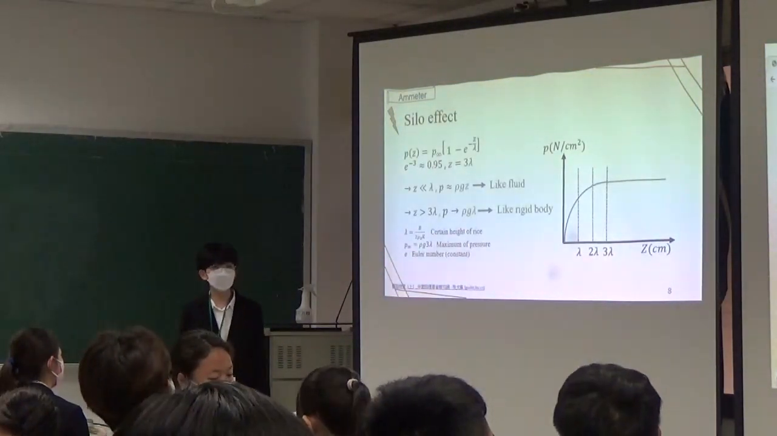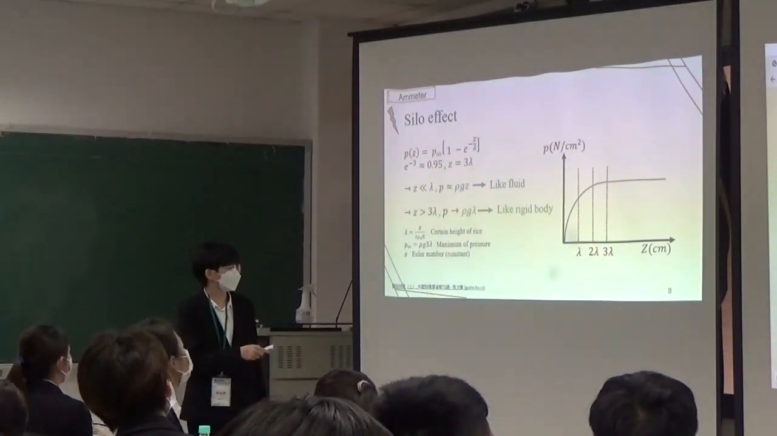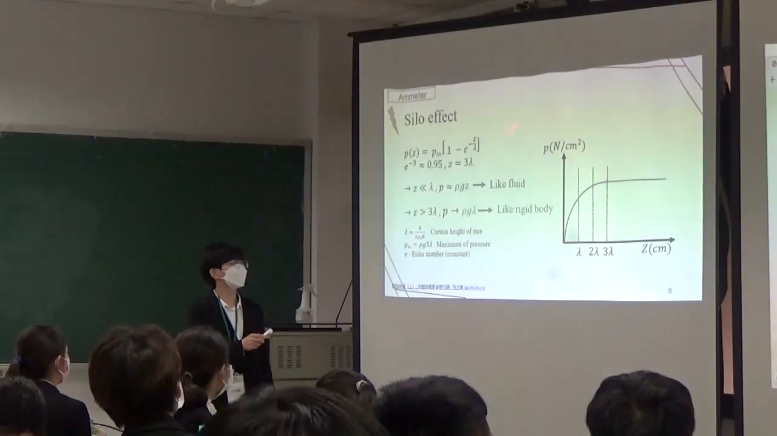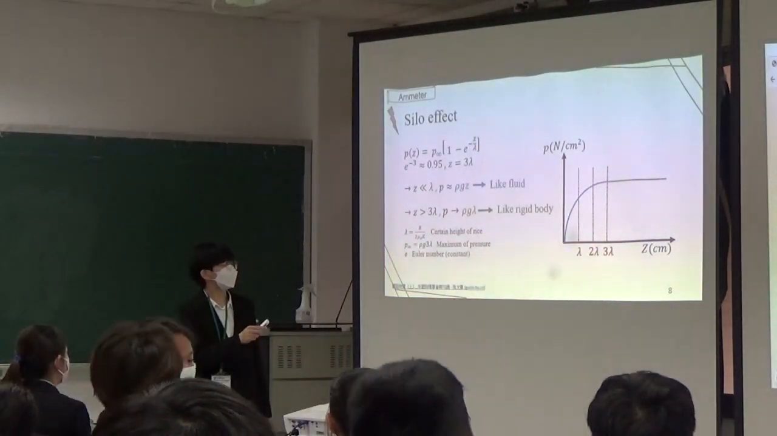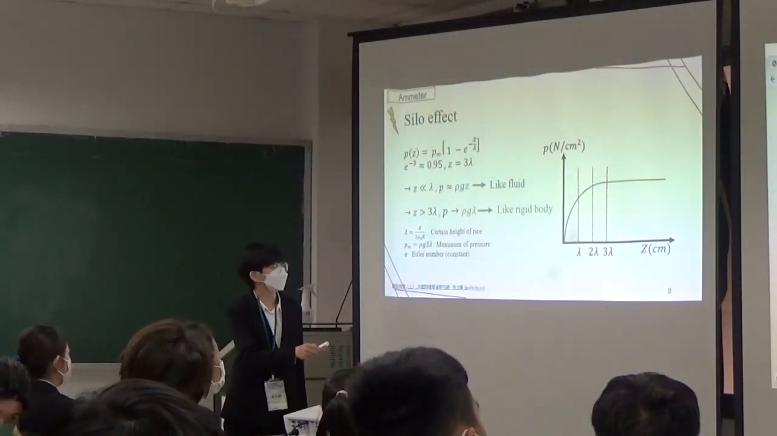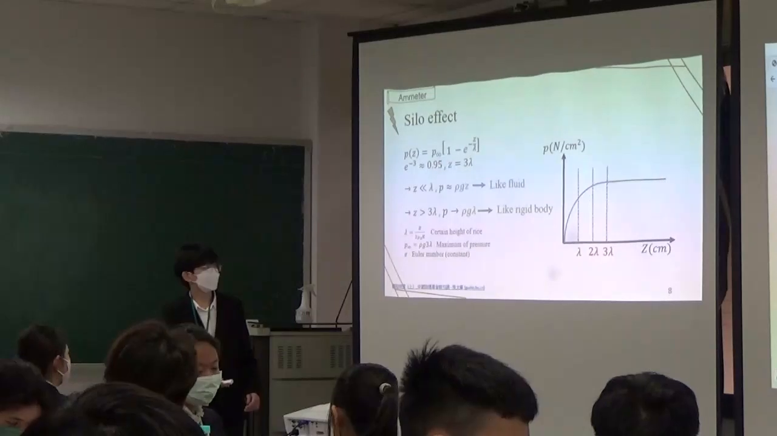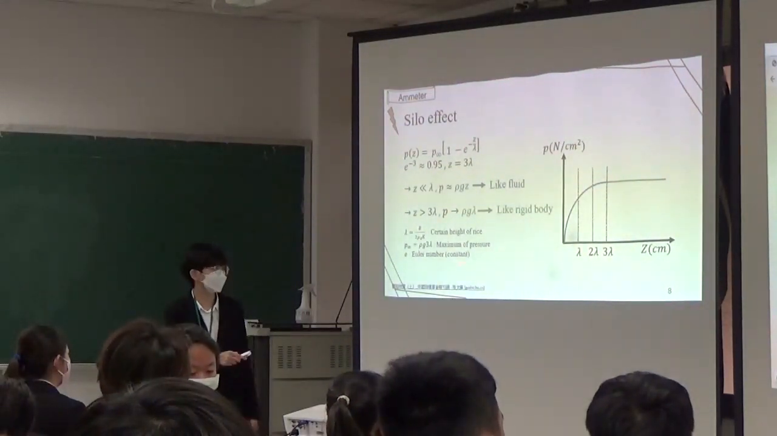So when we get the pressure of Z, we can focus on this square. The E is the exponential, a constant. And when Z equals 3 lambda, the E term is very close to 1. So you can see it is very close to 1. And when Z is smaller than lambda, the pressure is almost a linear function.